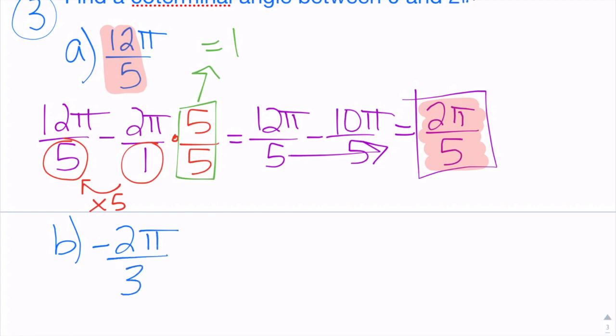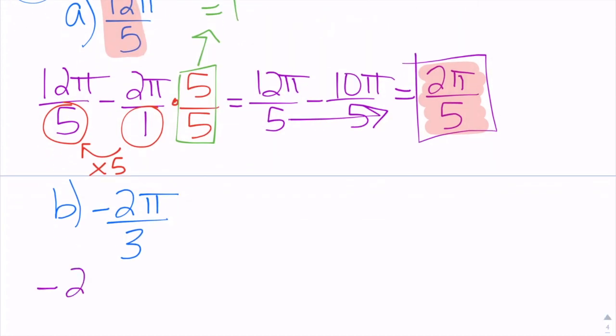And then B, if we have negative 2 pi over 3, we need to determine if that's greater than 2 pi or less than 0. Well, it's negative, so that tells us it's less than 0. So we're going to want to add 2 pi to this. So if we have negative 2 pi over 3, we want to add, I'm going to again write 2 pi over 1.